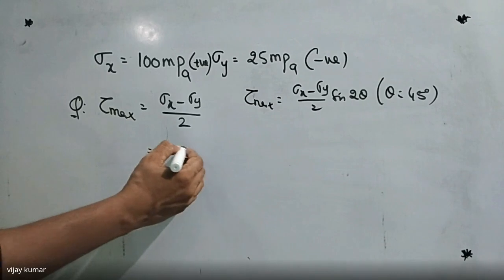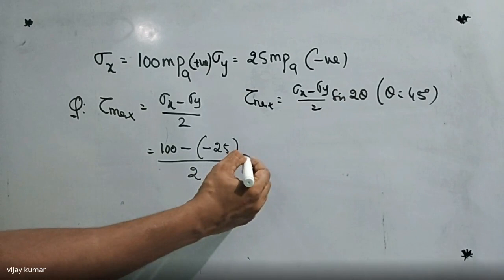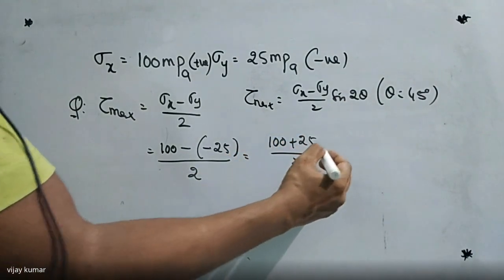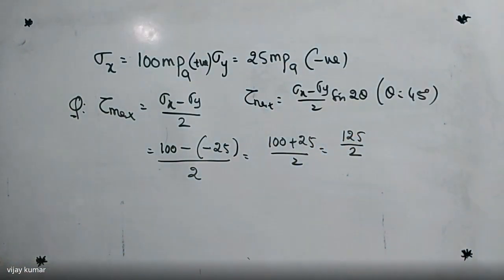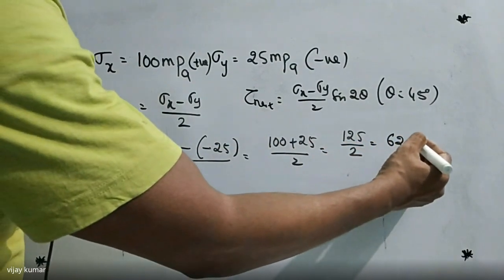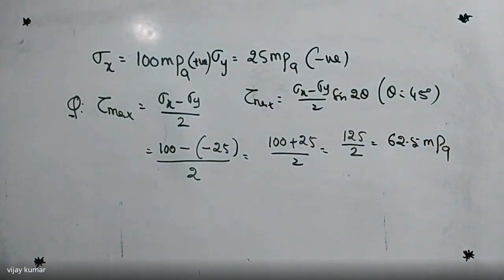That is 100 minus of minus 25, divided by 2. I'm getting here 100 plus 25 divided by 2. Then we can get 125 divided by 2. We can get here 62.5 as the answer. So 62.5 megapascals is the value of maximum shear stress. They will ask any type of question like this.